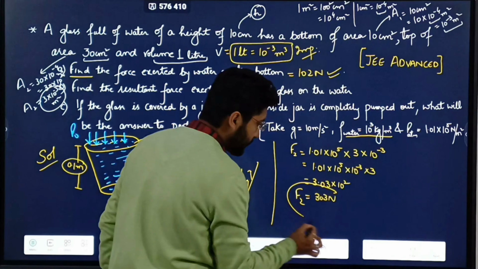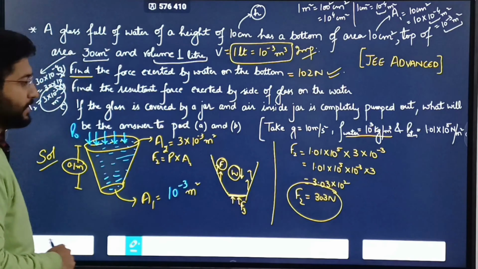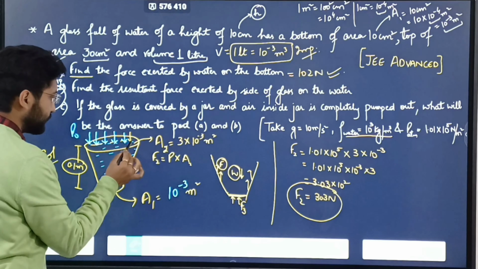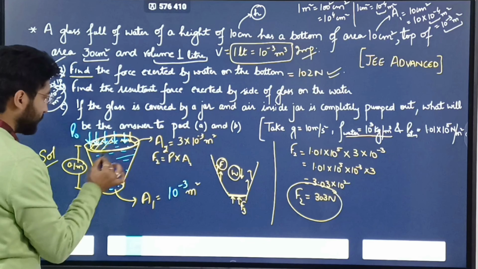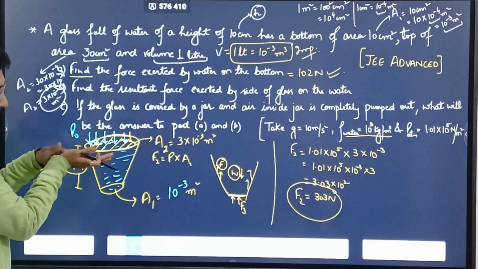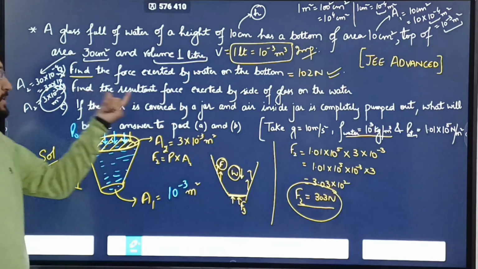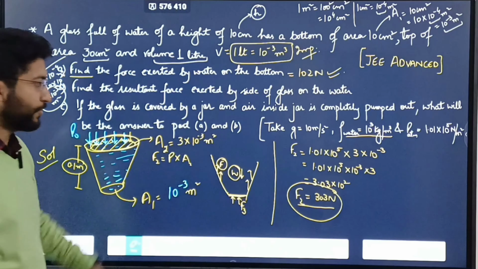Now here comes the force. F2 equals 303 Newton. This is the force which is acting on the top surface by the atmosphere. But here we require the resultant force exerted by the side of the glass on the water.